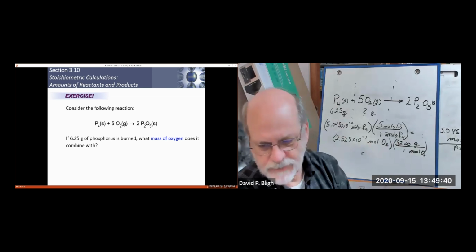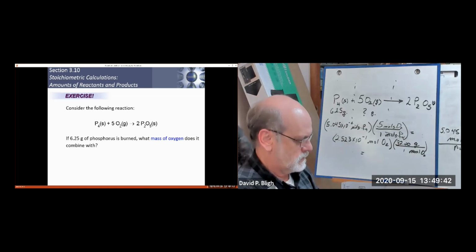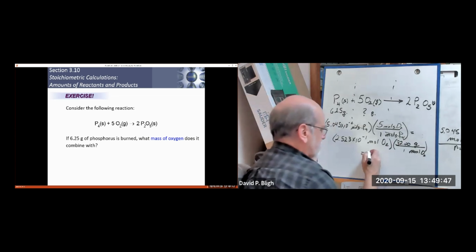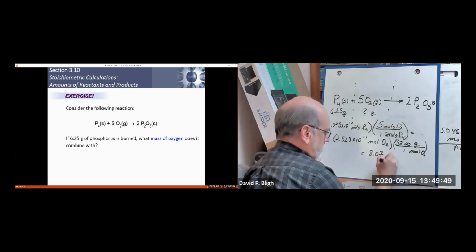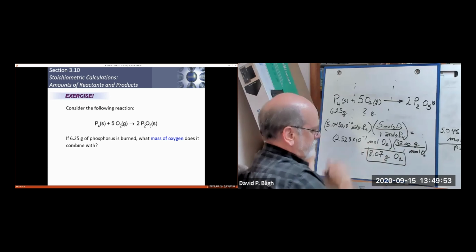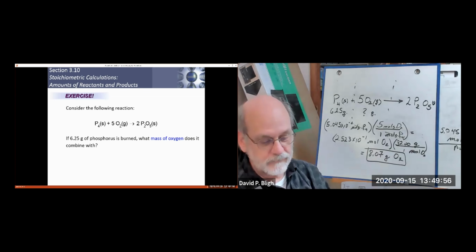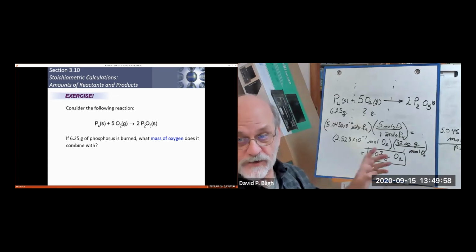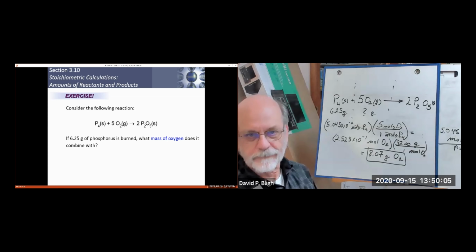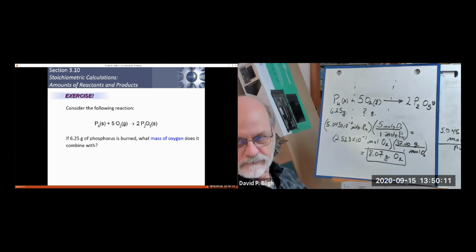So 32 times that value is 8.07 rounded off to 2 places. That's how much oxygen we need to completely consume 6.25 grams of phosphorus. Okay? That's stoichiometric calculation in a nutshell.